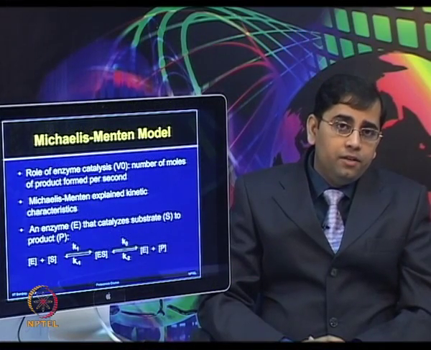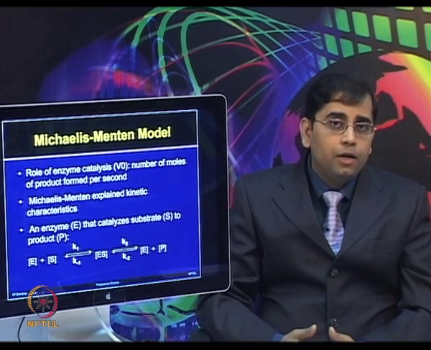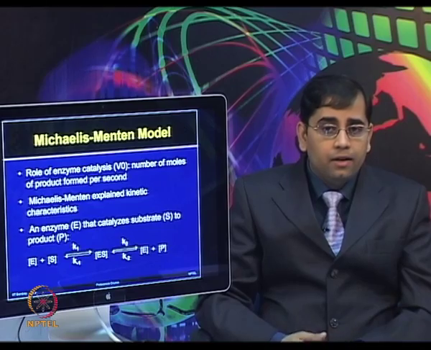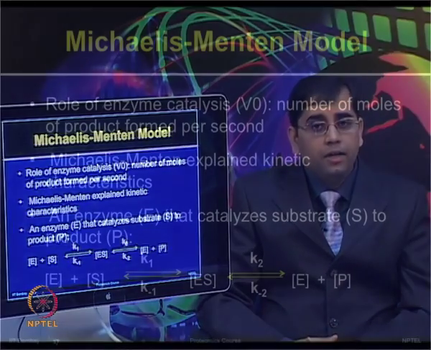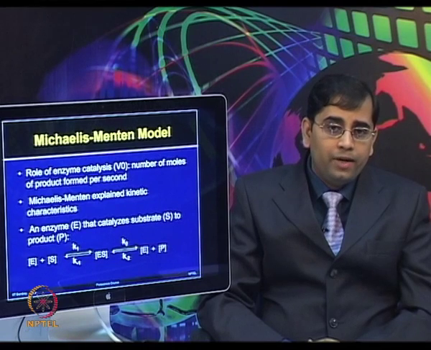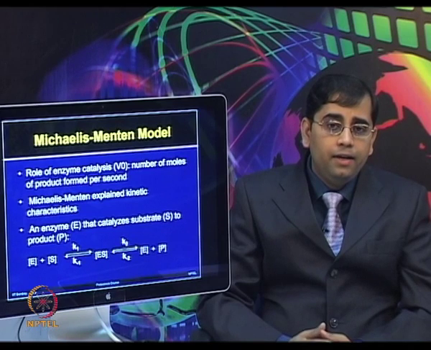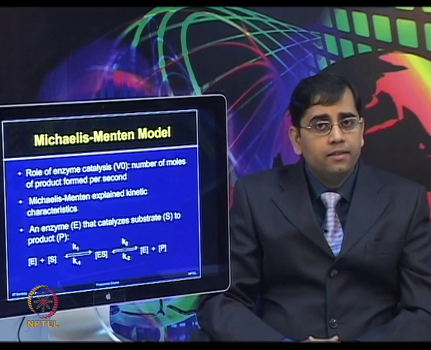So, an enzyme E which catalyzes a substrate S to give rise to a product P can be understood from this equation: E plus S giving rise to ES. The enzyme-substrate complex breaks down to enzyme plus product. Now, E combines with S to form the ES complex with rate constant k1, whereas the ES complex can dissociate to form E plus S with rate constant k minus 1.